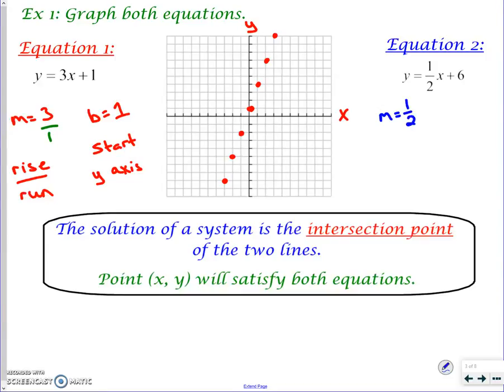On this second equation, we have m equals 1/2, so we have our rise over run. Don't have to add anything to it. And then on our b, we have the 6, which is our start on the y-axis.